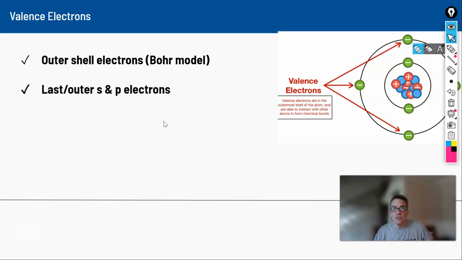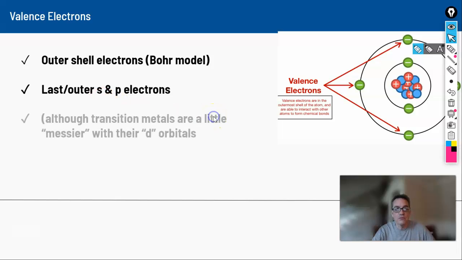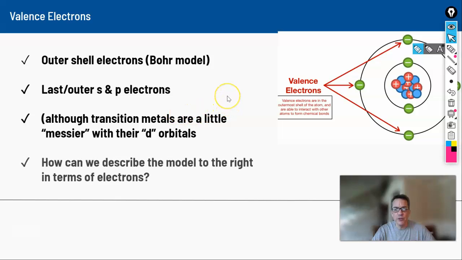If we talk about SPDF electrons, the valence electrons are typically the S and P electrons. So in this picture, we could say that it has 4 outer shell electrons. We could be a little bit more specific and say which ones are S's and which ones are P's. This gets a little messier when we get to transition metals because they have these d orbitals, but we probably won't spend very much time there. So if we look at the model on the right again, we can describe it as having 4 valence electrons because it has the 4 electrons on the outside shell.